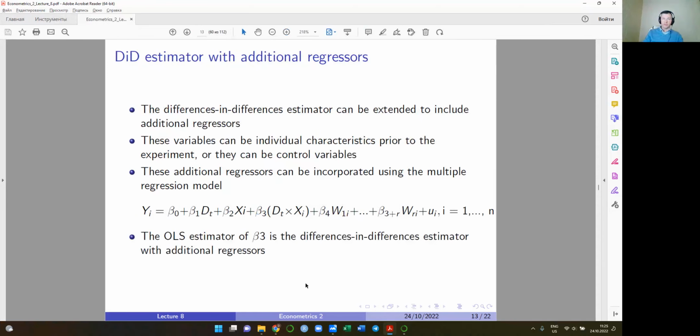Any questions, friends, about difference in differences? In your exercise session, you will go through the code for estimating the same effects, and I hope you will understand how this works.